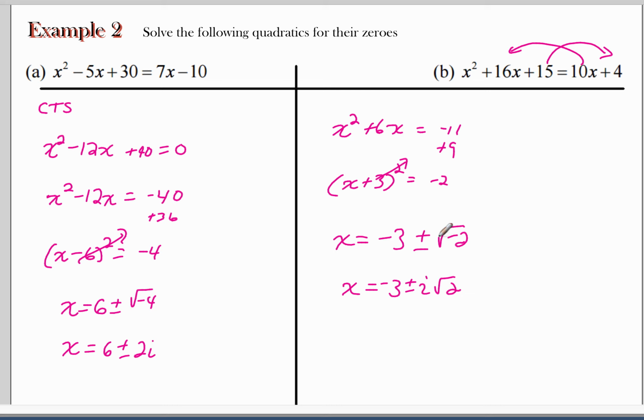Yeah, that was fast. But that's how fast we expect you to be able to do completing the square now. So in your homework that we get today in class, that's how fast I expect you to move.